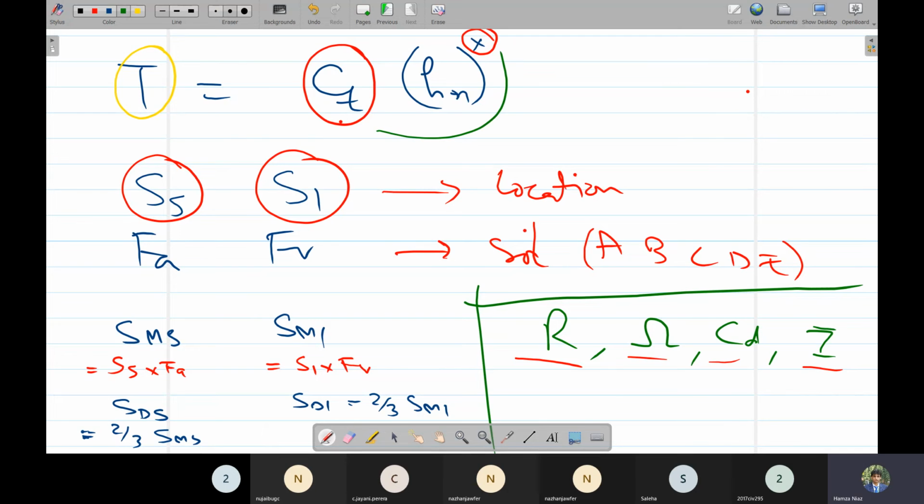In UBC, we always used 3/4. We raised HN to the 3/4 power. But in the latest IBC, they have changed this power depending upon building type and building stories, so it actually depends upon the building height and type. Okay, brother.